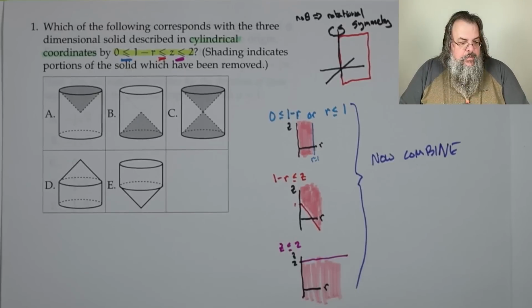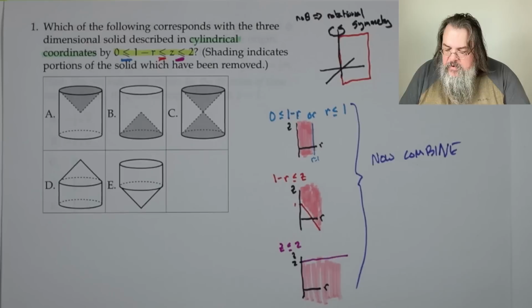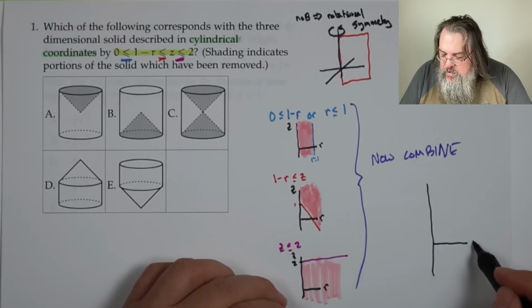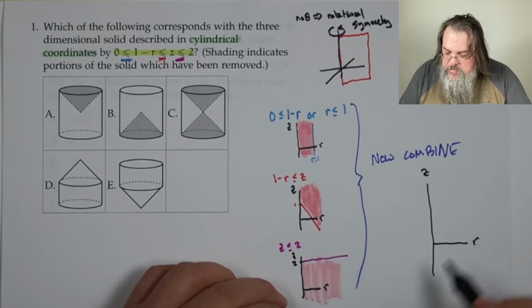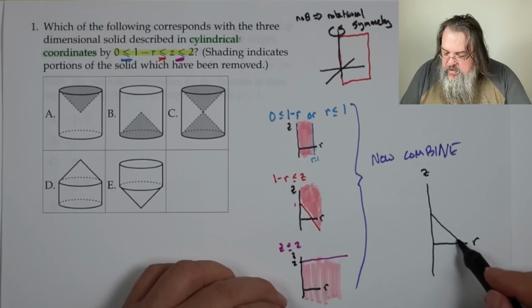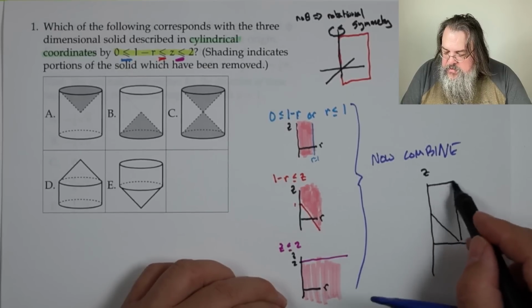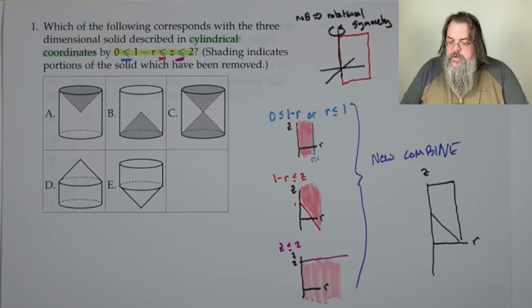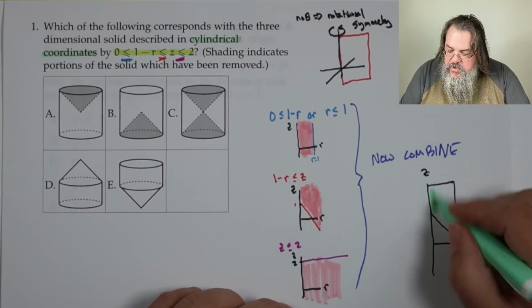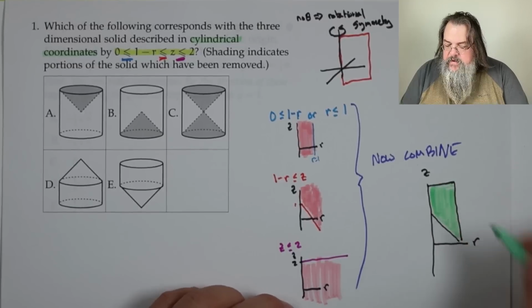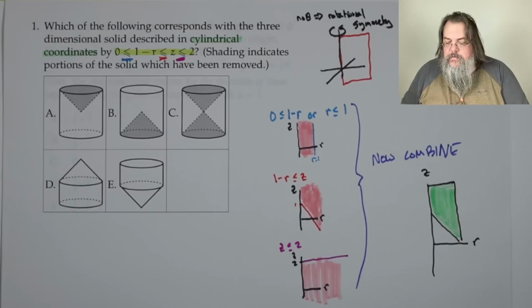And we're going to get the pieces. All right. So R, Z. We have our 1 minus R. We have our R equals 1. And we have our Z equals 2. And so when we lay them on top of each other, we get this shape. Kind of like the state of Nevada. All right. So that's our RZ picture.